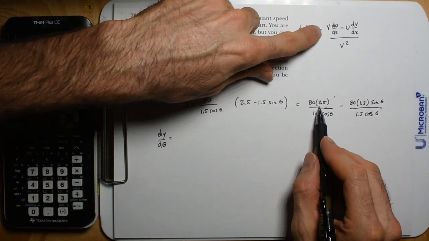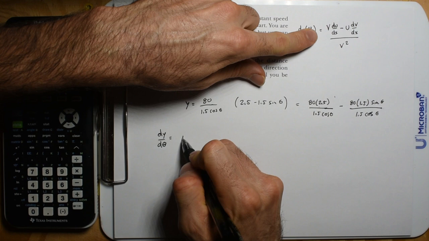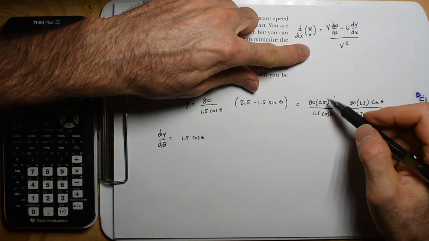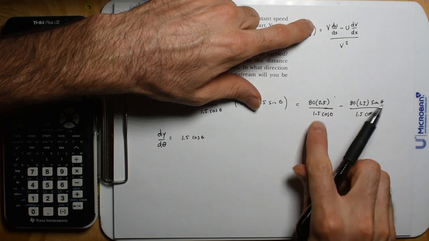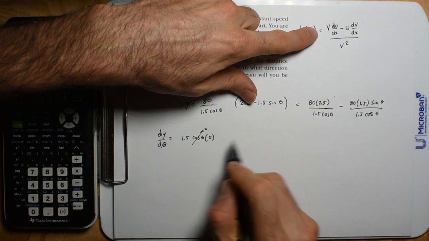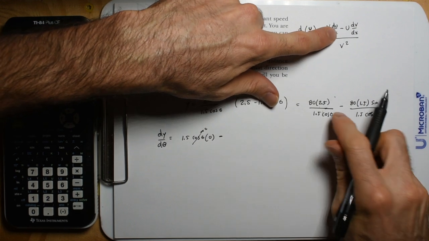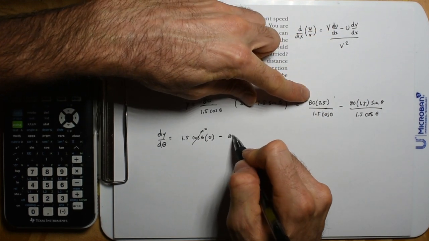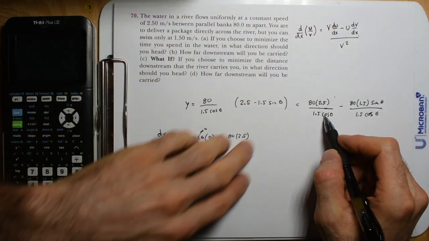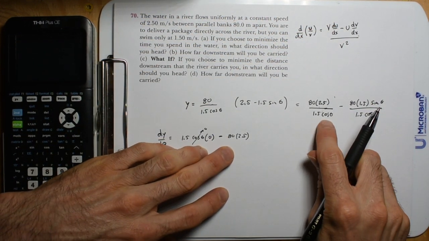So what's our v right here? Well, it's going to be 1.5 cosine theta. What's our du? This is our u, and if we take the derivative of a constant, it's just 0. So that just goes to 0. Now we're going to minus, so we have our u, that's 80, 2.5, and then we have our dv dx. So now we have our derivative of this.